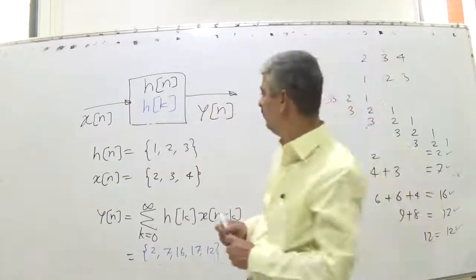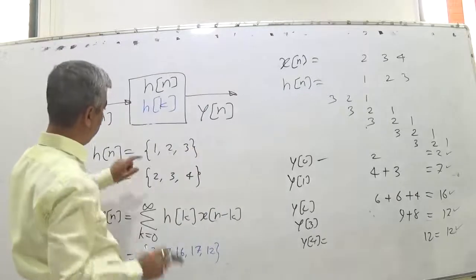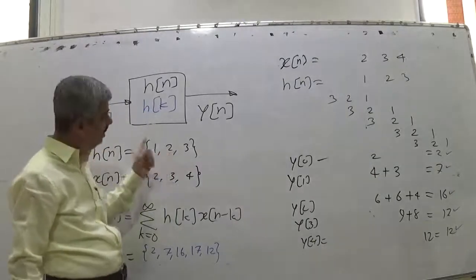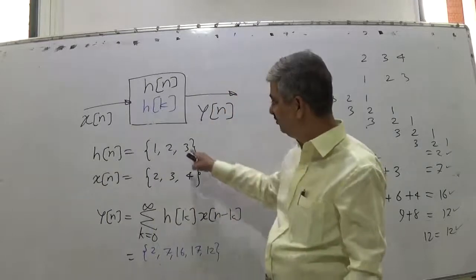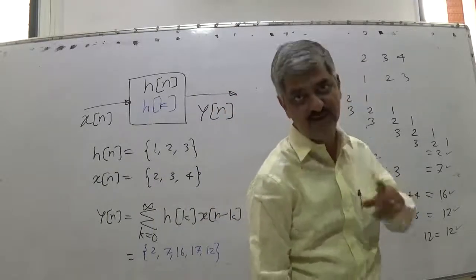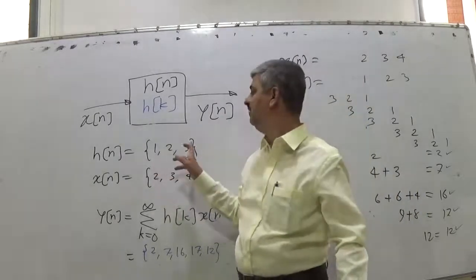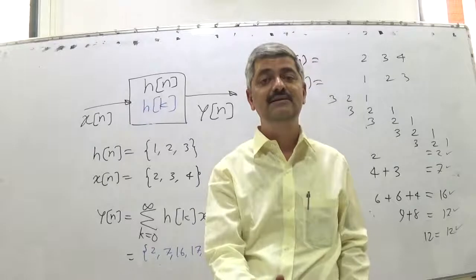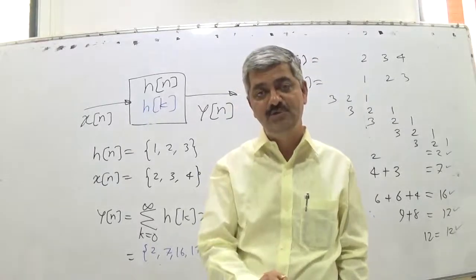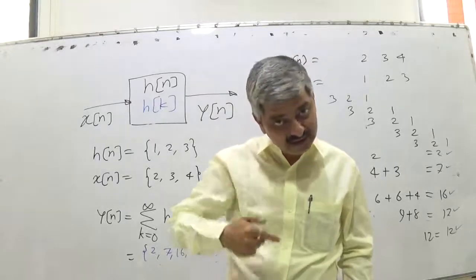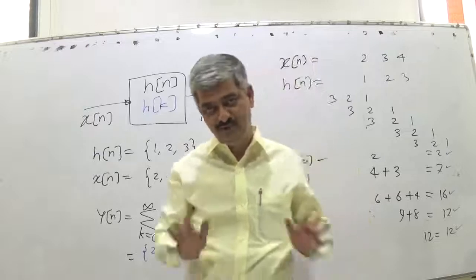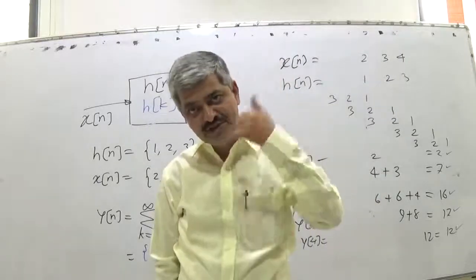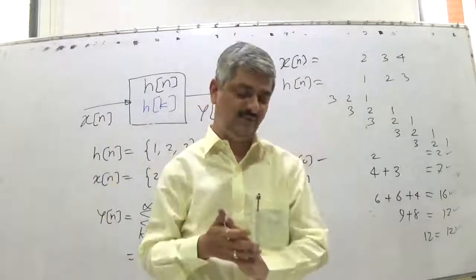So what does the sequence hn 1, 2, 3 mean? It means the current input is taken with weight 1, the previous input sample is taken with weight 2, and the previous to previous input sample is taken with weight 3. The system sequence is nothing but the weights of the inputs received k samples ago. I hope the idea is somewhat clear. If you know the system sequence and the input sequence, you can find the output sequence. Is it clear now?